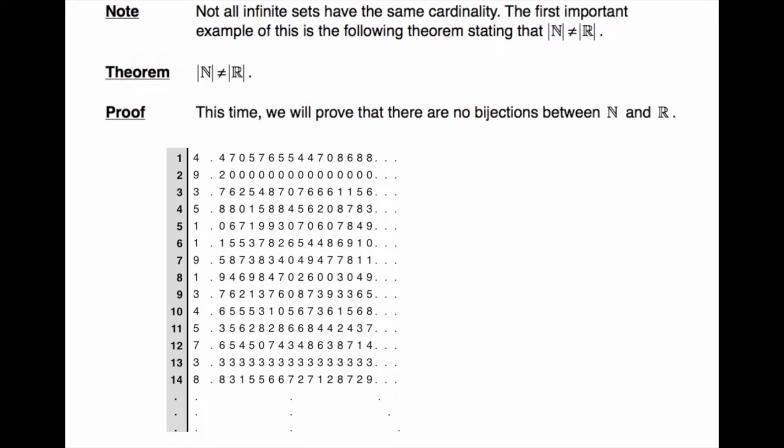So 1 is paired with 4.470576, etc. 2 is paired with 9.2, but we need to write 9.2 as 9.200000. 3 is paired with 3.76254, etc., and so on. What we will do is we'll assume that if we have such a list, then our list is incomplete. So it's a proof by contradiction. Here's our list, and let's see what happens.